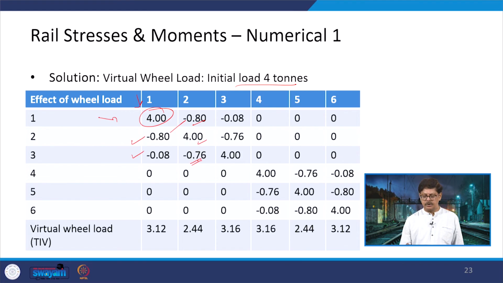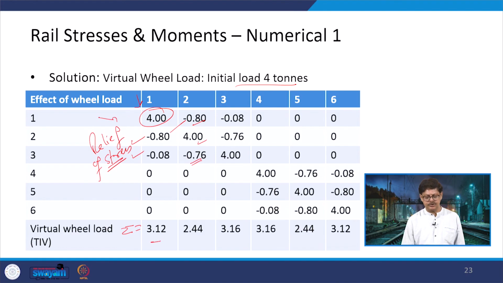So, likewise all of this table can be created, and then at the end what we have is a virtual wheel load. This is a Telvoid impact value condition. This is nothing but a summation value. So, 4 minus 0.8 minus 0.08. So, that is where the relief is coming into the picture. So, the relief of stress which we have discussed, that impact we have considered now here.